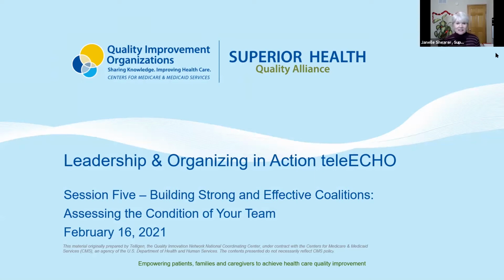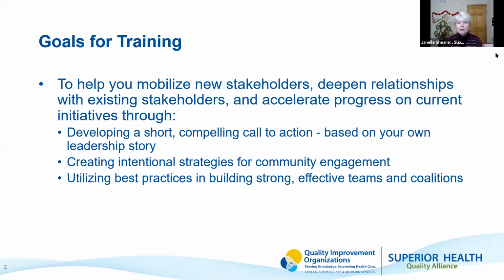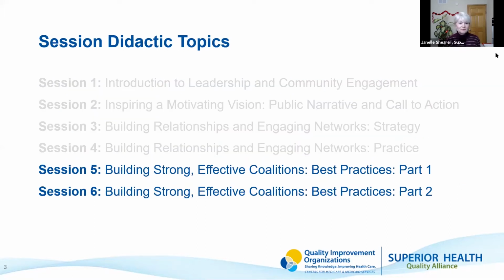So just the next slide shows the goals for the overall training. We're trying to learn how to form teams and coalitions to have groups that work with us on initiatives. We're down to the third bullet point, so utilizing best practices in building strong, effective teams and coalitions. So here we are on session 5. And so the last 2 sessions will be the same topic. Today will be part 1 and part 2.